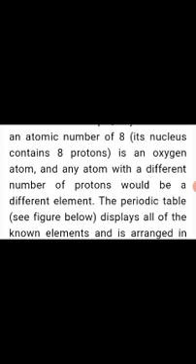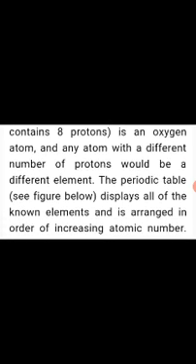The periodic table displays all of the known elements and is arranged in order of increasing atomic number. First 1, that is hydrogen, 2 helium, 3 lithium, 4 beryllium, 5 boron, 6 carbon, 7 nitrogen, 8 oxygen, 9 fluorine, 10 neon, right?